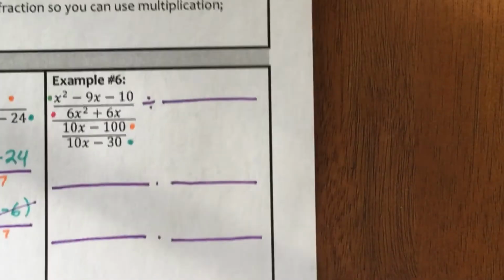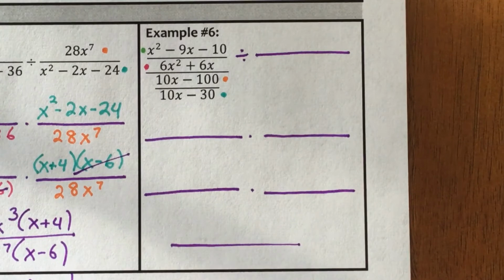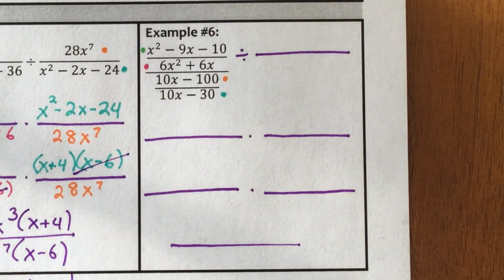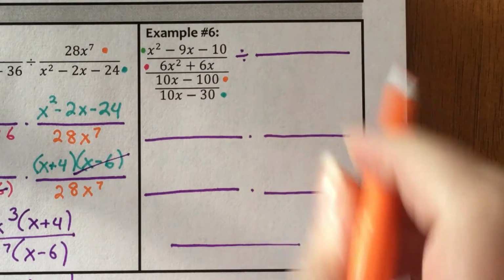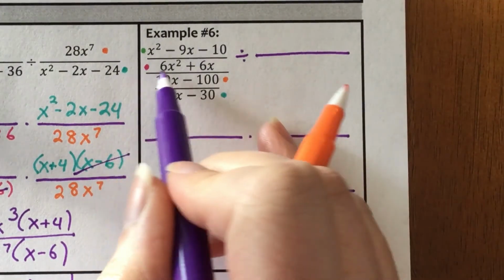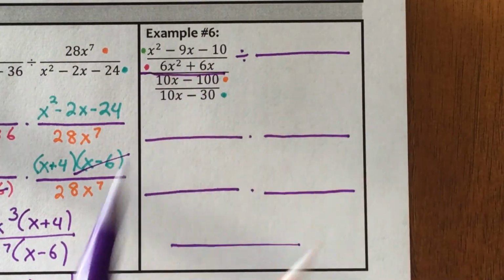Okay, last problem, number 6. Like I said before, we have this giant fraction. It's kind of terrible to look at. So let's take this bottom fraction and just move it to the side. Okay, because what this says is top fraction divided by bottom fraction.